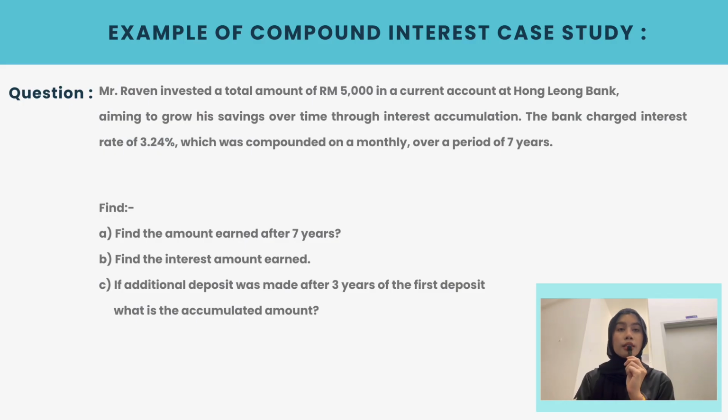So now let's take a look at an example case study for compound interest. The question is, Mr. Raven invests a total amount of RM5,000 in a current account at Holong Bank, aiming to grow his savings over time through interest accumulation. The bank charged an interest rate of 3.24%, compounded monthly over a period of 7 years. The objectives are: firstly, find the amount earned after 7 years; next, find the interest amount earned; and lastly, if an additional deposit was made after 3 years of the first deposit, what is the accumulated amount?